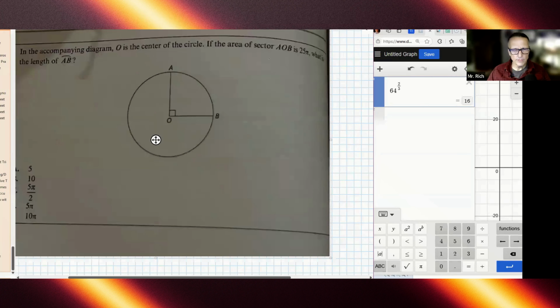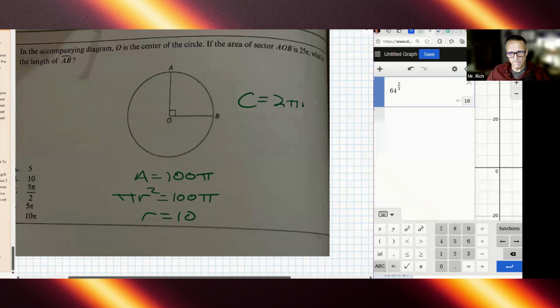Well, the sector is 1/4 of the entire circle. So the entire circle's area is 100 pi. And I know that area is pi r squared. So I know that the radius is the square root of 100, or 10. So the total circumference of the circle would be 2 pi r, which would be 20 pi. That's the total circumference, but this arc is 1/4 of that. So that would be 5 pi right there.